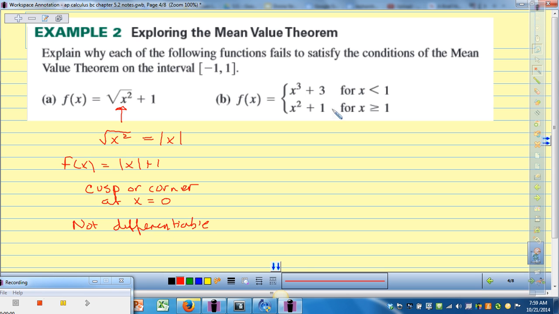All right, how about this one? First we're going to check to see if it's continuous. It is not. If we plug 1 in on the left branch, we get 4, correct? Yes. And on the right branch, we get what? Good.